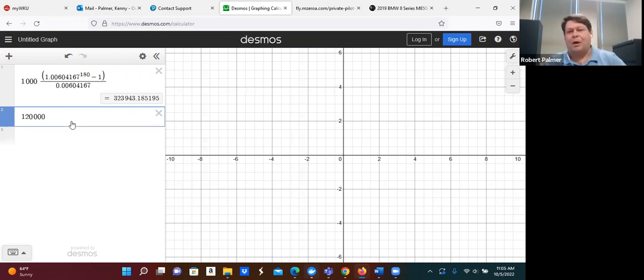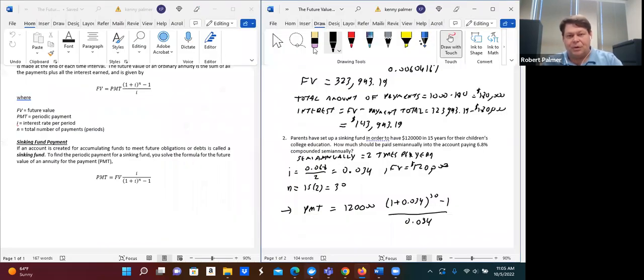Hang on. I apologize. Let me go back. I did it upside down, so let me erase that. I apologize. Yeah, the formula looks like this, so let me change that. This time we have our interest rate I on top, so 0.034. Yeah, I just did it upside down. That's why it was off. But that's a good thing to understand: make sure your number makes sense.